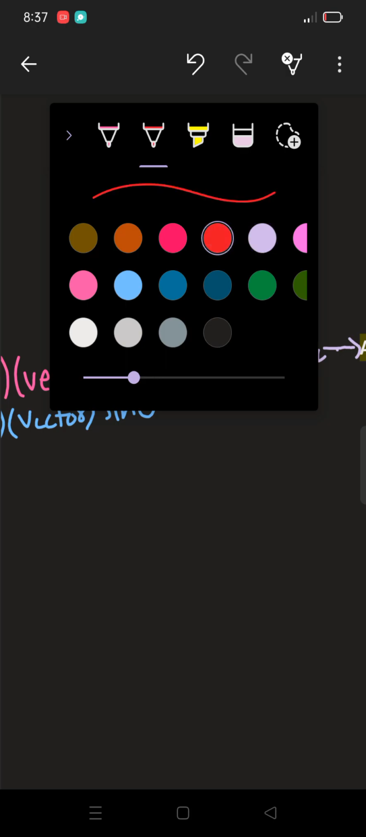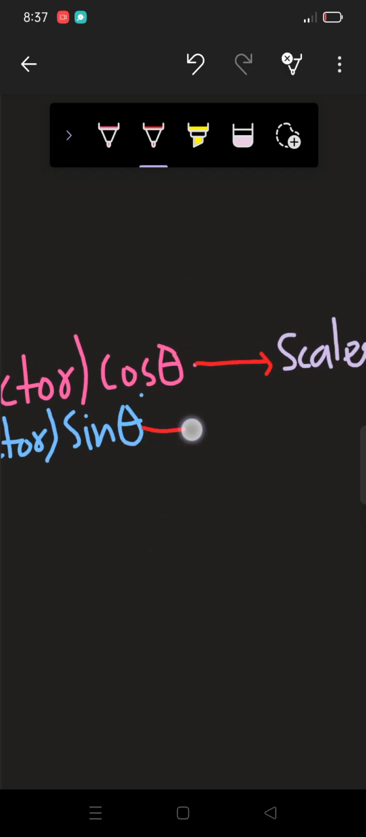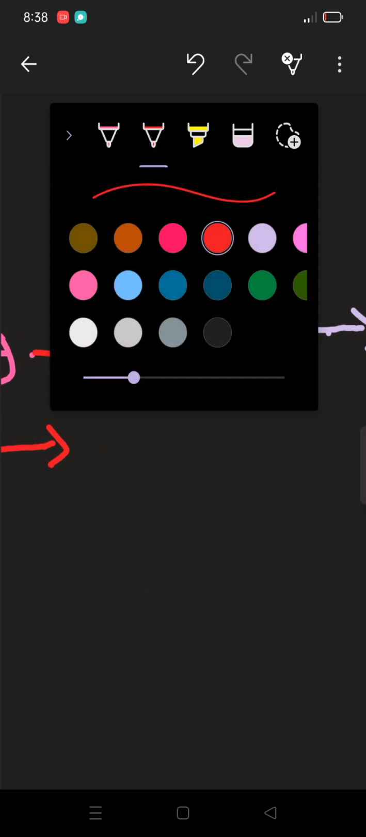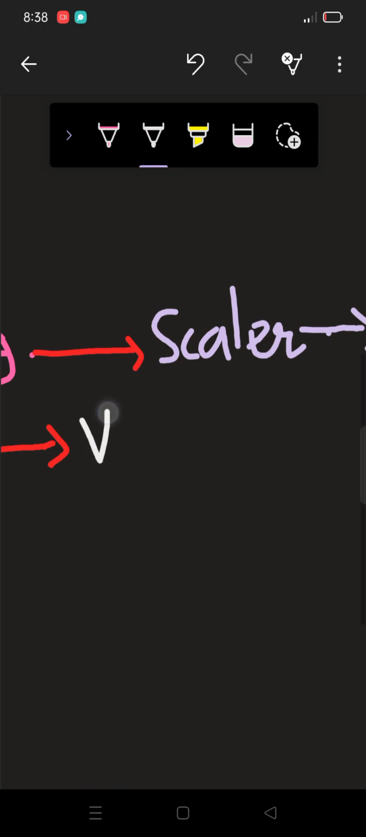Now if I have a cross product between two vectors, then I am going to get sine theta, and in the result I am always going to get what? It will be a vector.